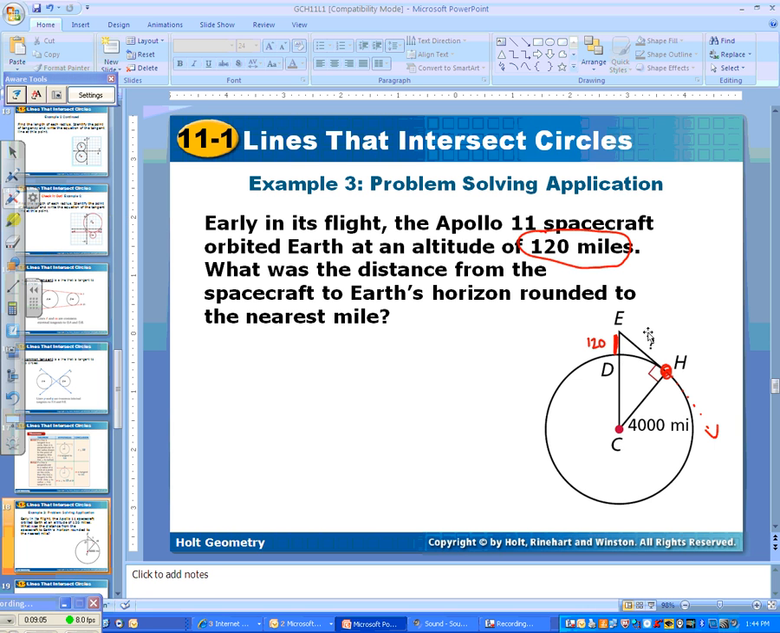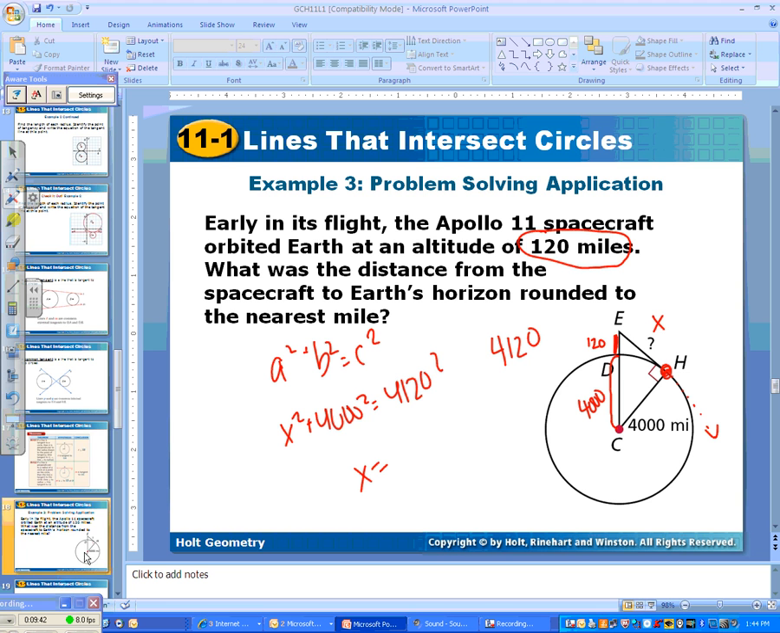To figure out what x is, we're going to use the Pythagorean theorem: a squared plus b squared equals c squared. But hold on for just a second, because some people are going to put 120 as the hypotenuse. 120 is part of the hypotenuse. This is another radius of the circle. So if this is 4,000, that means this has to be 4,000. So really the hypotenuse is 4,120. That's c. So we have x squared plus 4,000 squared equals 4,120 squared. And now you can solve and figure out what x equals.